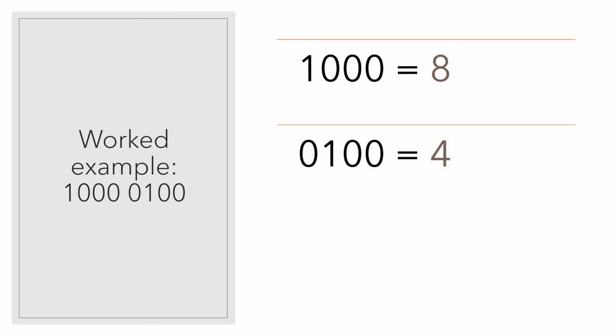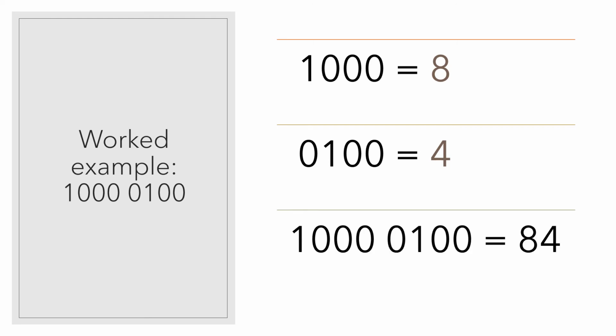So here's a worked example, 1000 0100. 1000 is 8, 0100 is 4, so in hexadecimal it's 84. Notice that's not the decimal number 84, it's a hexadecimal number. You can work out what it stands for if you want to.